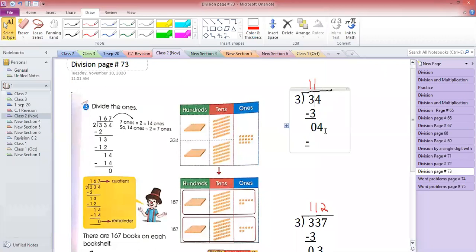How many 3s are there in 4? There is only one 3. Then you write it down and subtract it. 4 minus 3 equals what? 1. Now, do you have any other number to drop down? No. So this is the answer. This one is your remainder, and this is your quotient.